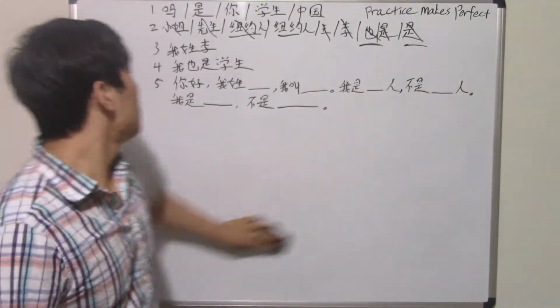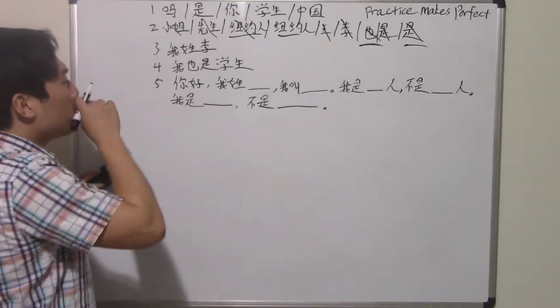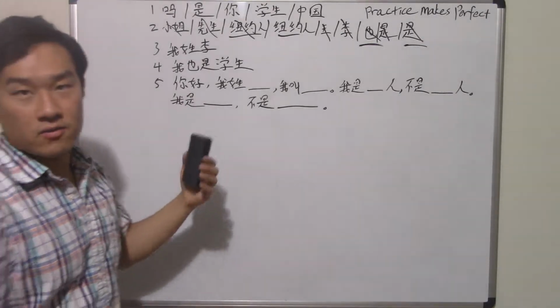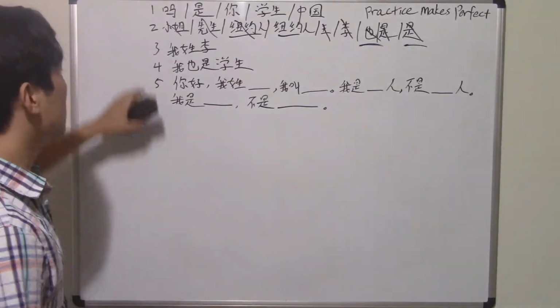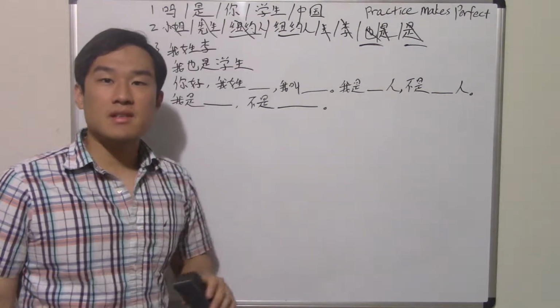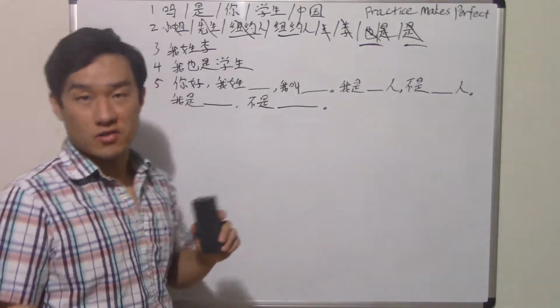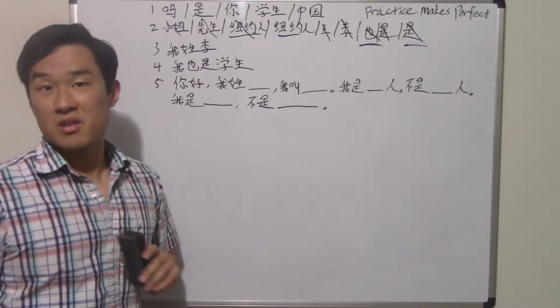All right, so let's do number 3 here. Number 3 and number 4, I didn't give you an instruction, but I can explain very quickly. Number 3 is basically how you change that to a question. Okay, so that's number 4.